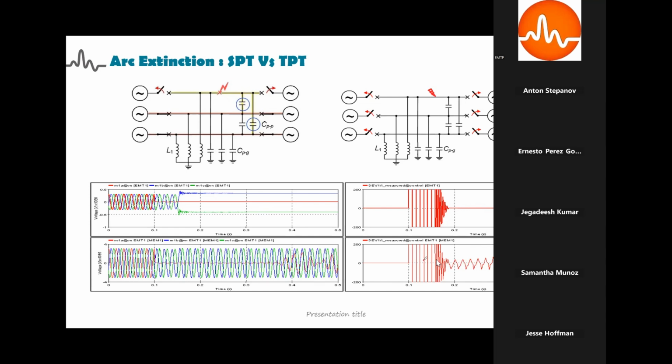So, in overview, it is difficult to incorporate single pole tripping and auto reclosure because the fault will be continually fed by the capacitive coupling of the adjacent phases.